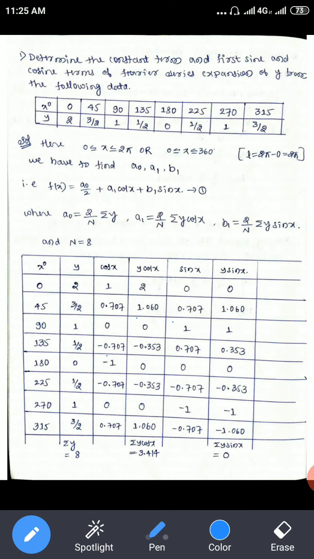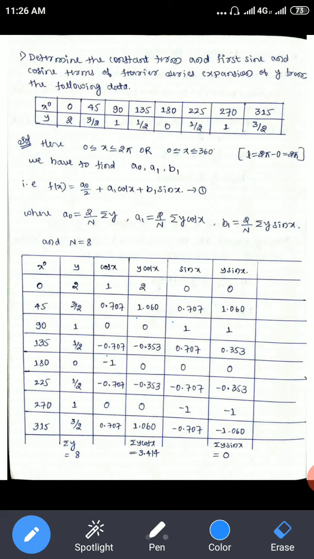Determine the constant term and first sine and cosine terms of the Fourier series expansion of y from the following data. Here we have to determine the constant term, and next the first sine and cosine terms, which means the first harmonic, using this table. It is in degrees.